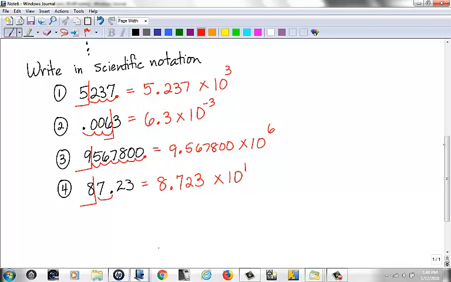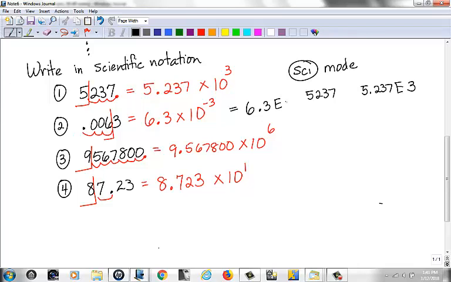Now the E, maybe we should explain that too. We went into scientific mode, and when we put in the 5, 2, 3, 7 and press enter, it goes to 5.237. The E on the calculator is actually times 10. That's the symbol for exponential notation. And this one is written 6.3 E to the negative 3, so it does not write it as a power of 10.